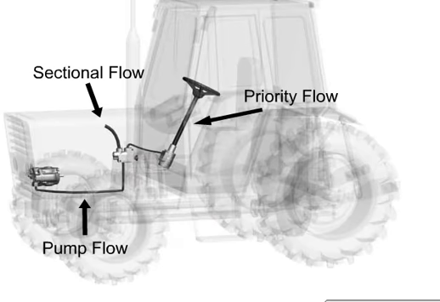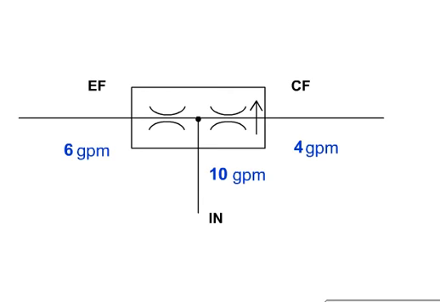When flow to a circuit is critical, a priority flow divider is used to help assure that the needed flow is available. Common applications are systems with steering or braking circuits. The priority or controlled flow port is pressure compensated, but the excess flow port is not.